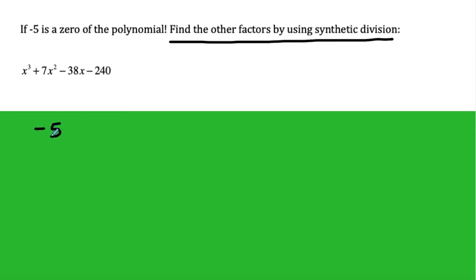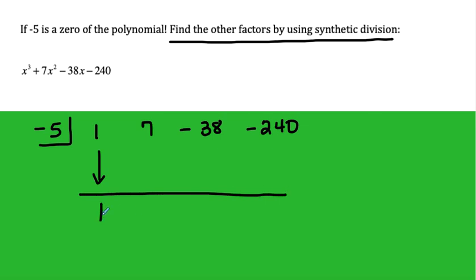All right, so I'm going to get my algorithm going by taking my -5, putting it in the box, putting my coefficients. I'm going to write out my coefficients. I'm going to bring down my first term. I'm going to draw my line. I'm going to put my 1. Now I'm going to multiply. So -5 times 1 gives me -5. Ooh, let me use a better color.